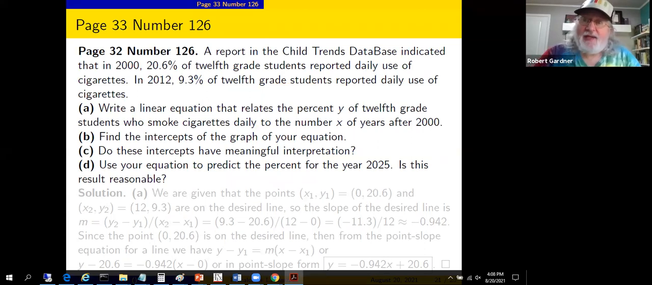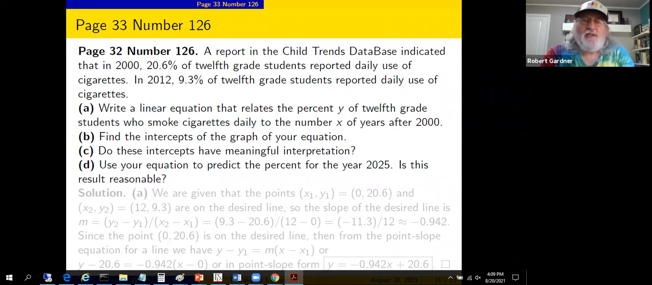One last application says, a report in the Child Trends database indicated that in 2000, 20.6% of 12th grade students reported daily use of cigarettes. Wow. In 2012, 9.3% of 12th grade students reported daily use of cigarettes. Not for me to question how accurate the numbers are. They say, write a linear equation that relates the percent Y of 12th grade students who smoke cigarettes daily to the number X of years after 2000.